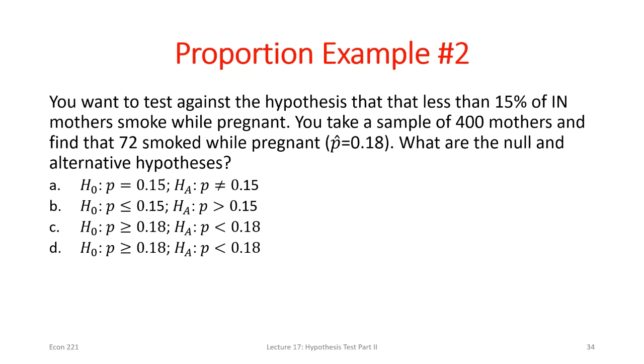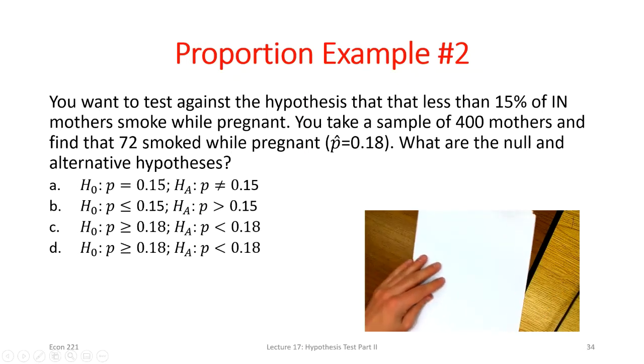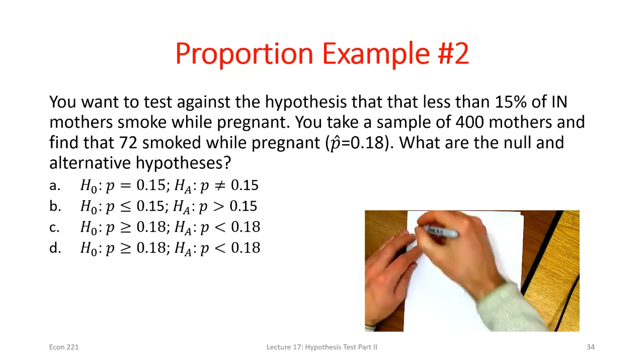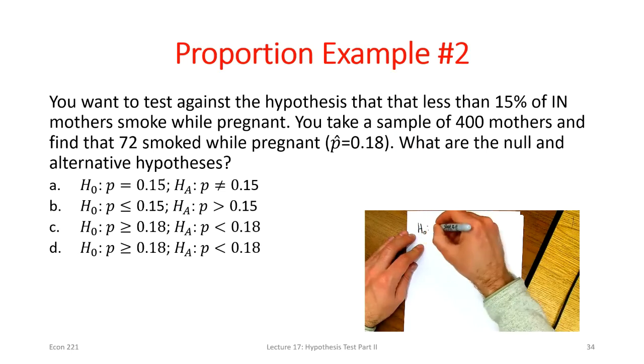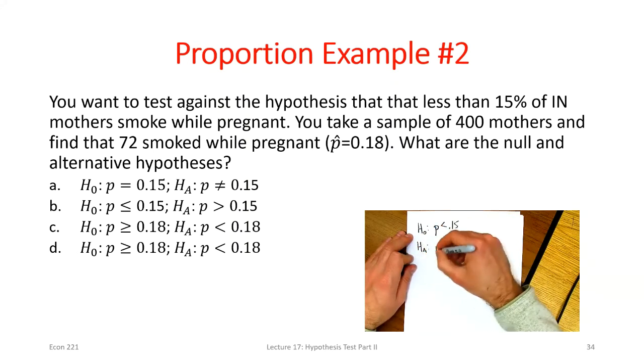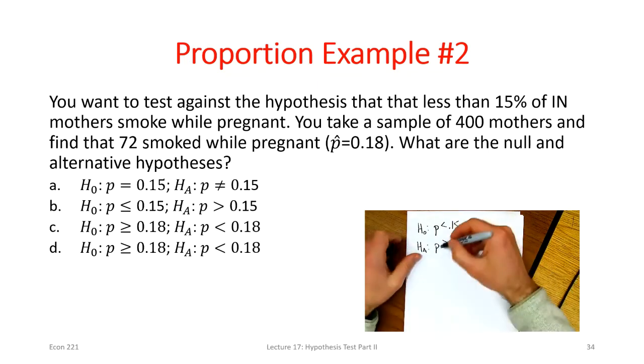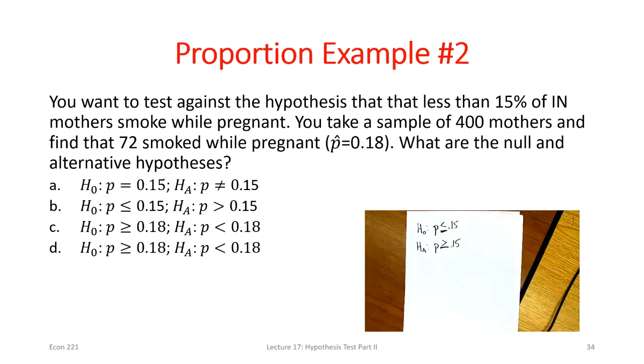Okay. So here, I've got that I want to test against it being less than 15%. Our null will now be that the population proportion is less than 0.15, and the alternative hypothesis is that it's greater than or equal to 0.15. Or, sorry, I've already told you we always keep the equality on the null, right? So the alternative is just that it's greater than 0.15.